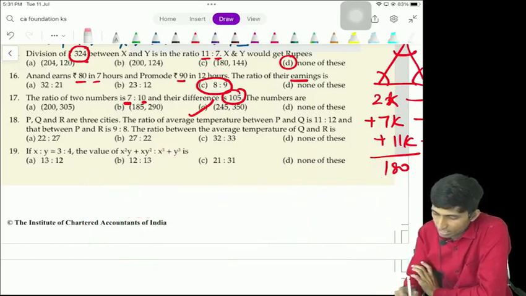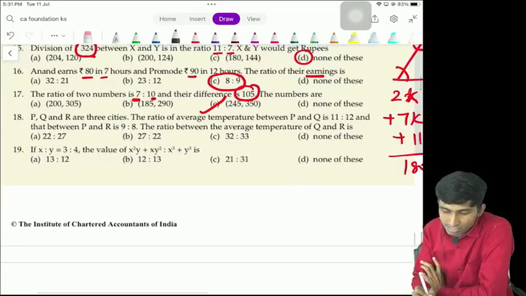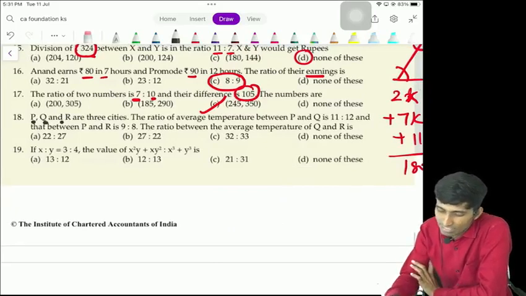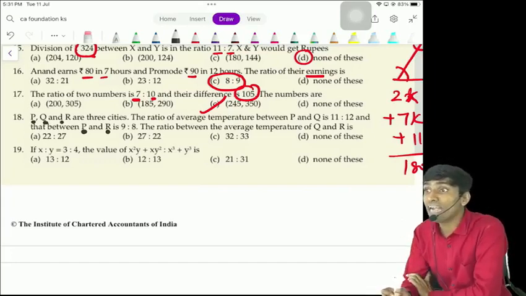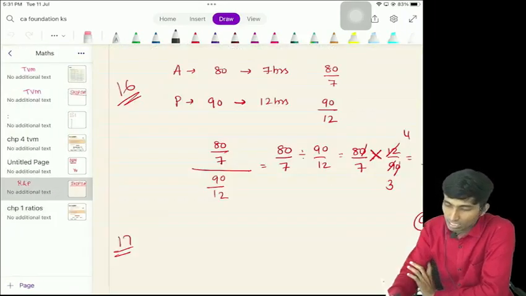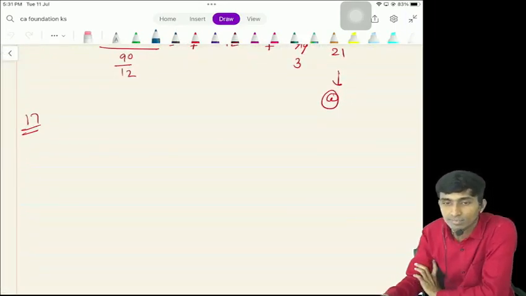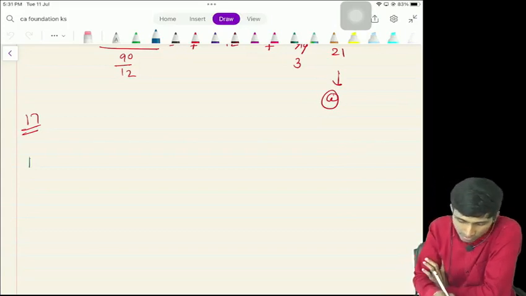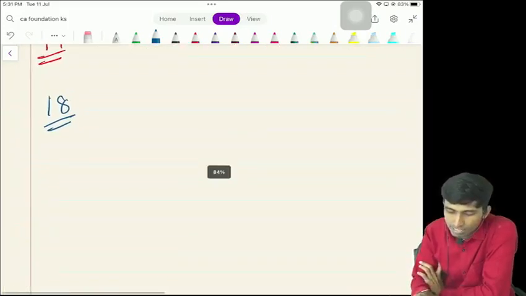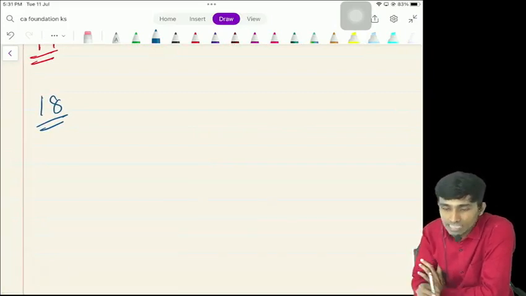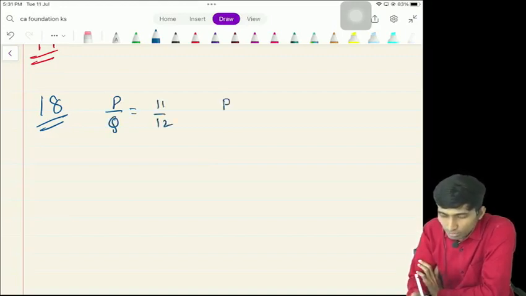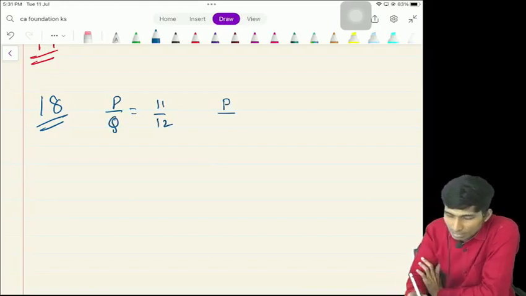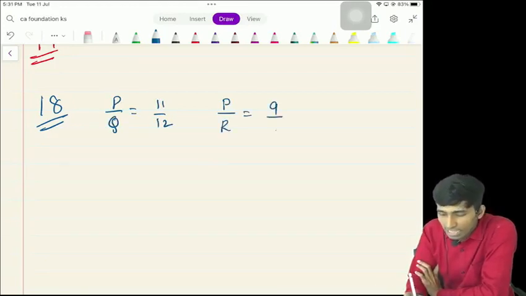See, listen. P, Q, R are three cities. The ratio of the average temperature between P and Q is 11 is to 12 and between P and R is 9 is to 8. They want us to calculate the ratio between Q and R. 18th question. Please guys tell me. The ratio given is between P and Q, 11 is to 12. And what is given next? P by R. How much? 9 by 8. Listen carefully.